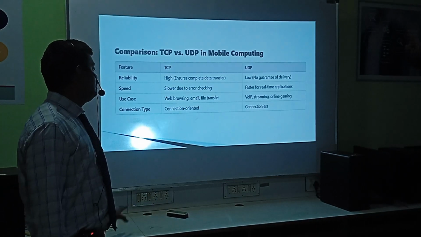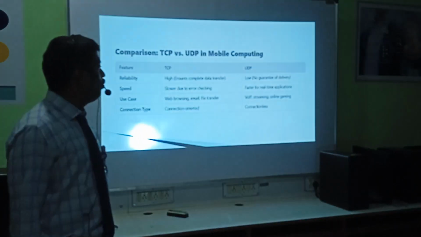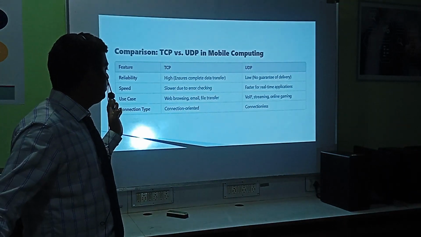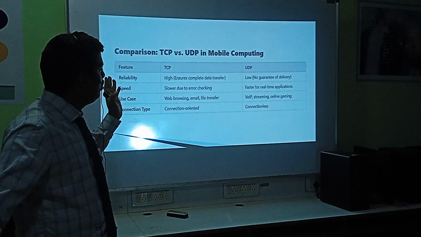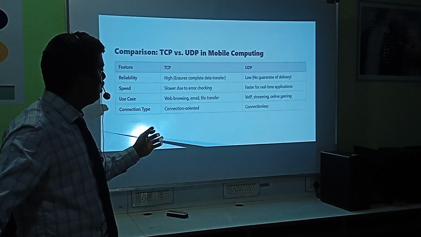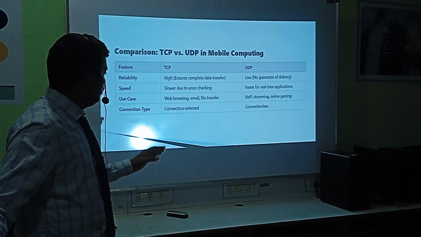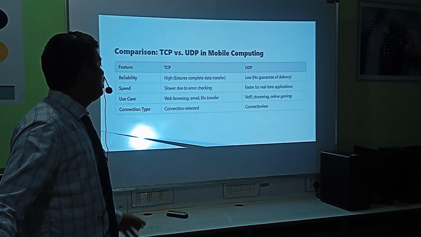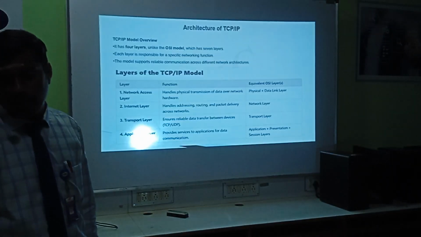Then the connection type. TCP is connection-oriented and UDP is connectionless, we call it. We cannot see physical connections in the case of TCP, and in UDP also we cannot see any connection. In simple terms, we can say that one is wired and the other is wireless. So TCP is wired and UDP is wireless.